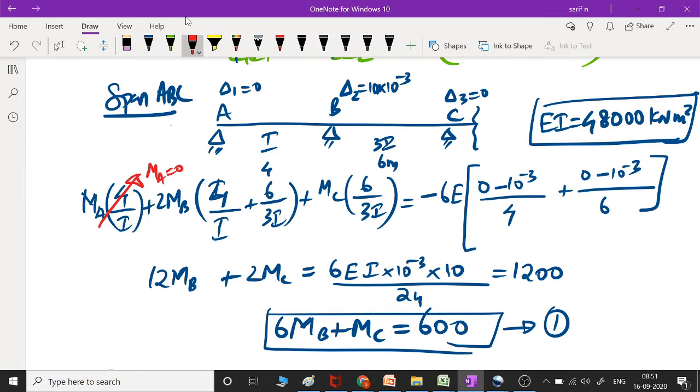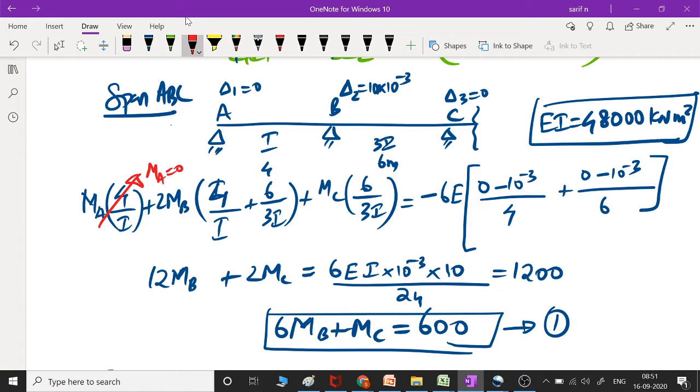Similarly delta C, that is delta 3, is 0 as there is no support settlement. Now if we apply the equation, MA into 4 by I plus 2MB into 4 by I plus 6 by 3I plus MC into 6 by 3I is equal to minus 6E into, in the brackets, delta 1 minus delta 2. So delta 1 is 0 and delta 2 is 10 raised to minus 3, divided by L, plus delta 3 minus delta 2.